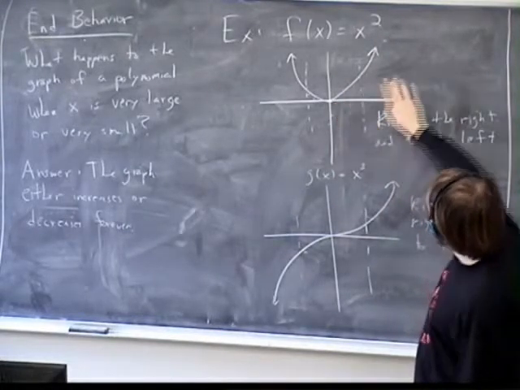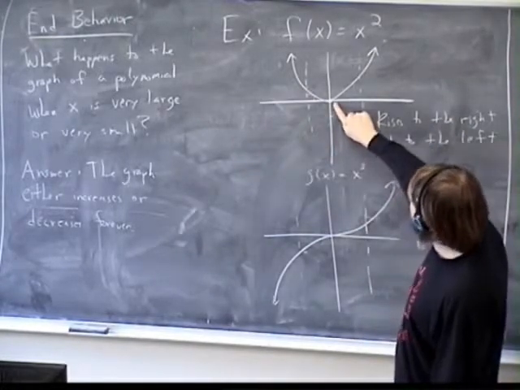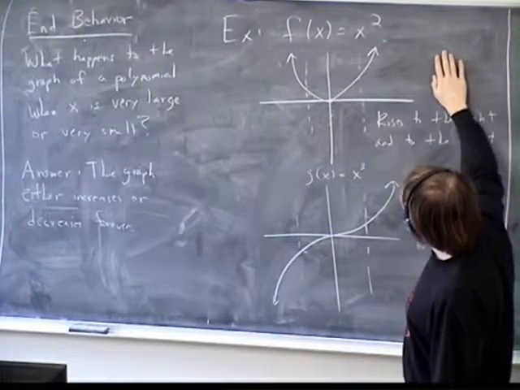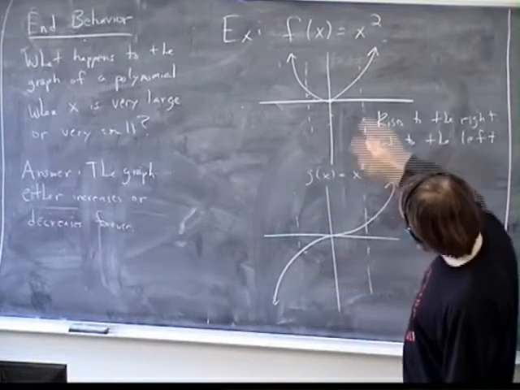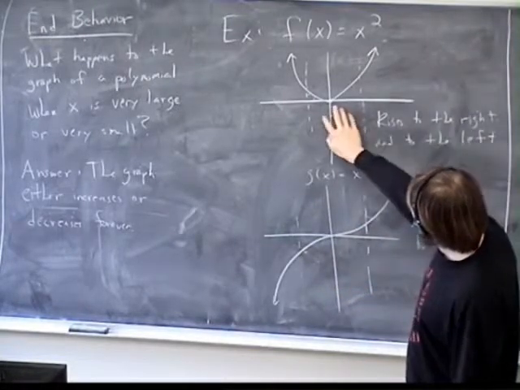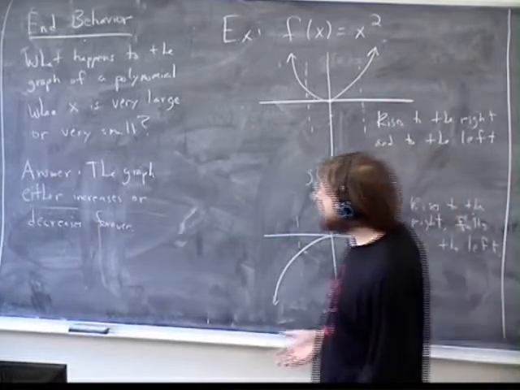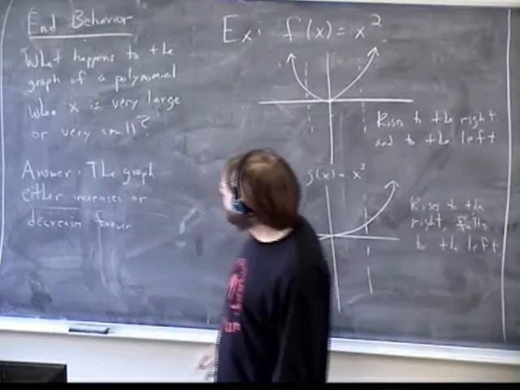What happens when we go far to the right or far to the left so that we can even forget that this exists? We can forget that this is here and just say, what's happening to the function far away? Because we'll figure out the stuff in the middle later, but most of the graph is far away from the stuff in here. So we want to know what happens far away. And that is the concept of end behavior. What happens when x is large or very small?